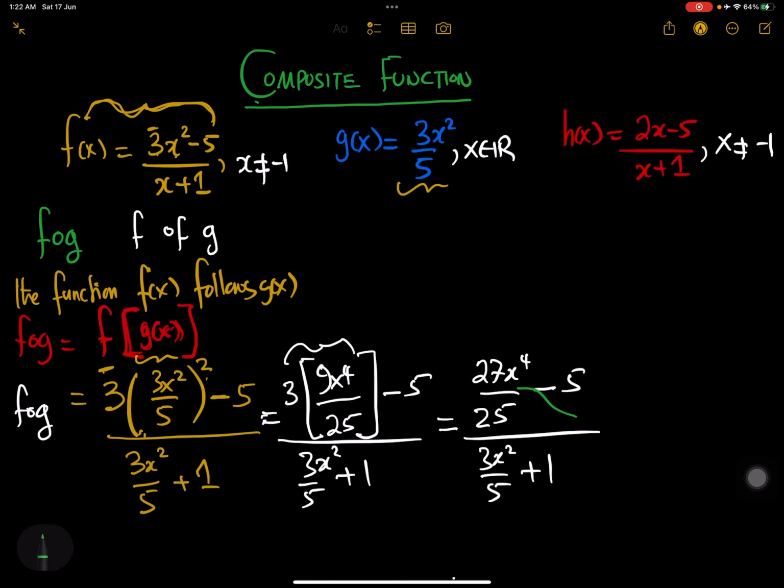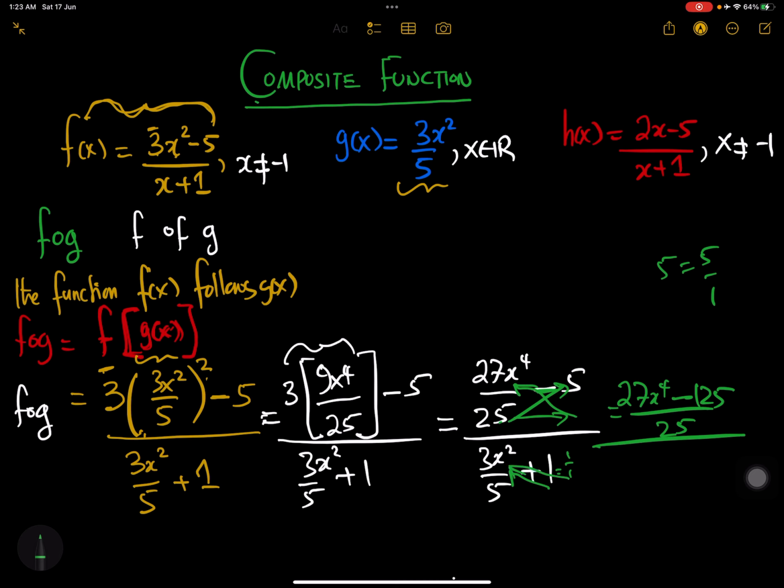You know how we multiply this, and then we get 27x^4. And we also multiply that. It's going to be minus, because it's 25 minus 5. Minus 125 divided by 5 times 1, because 5 is the same as 5 over 1. 25 times 1 is 25. We're done. And then here too, we're going to do the same thing. This 1 is the same as 1 over 1. So the 1 is going to multiply this, we get 3x squared. And then 5 is going to multiply this, we get plus 5 divided by 5 times 1, we get 5.